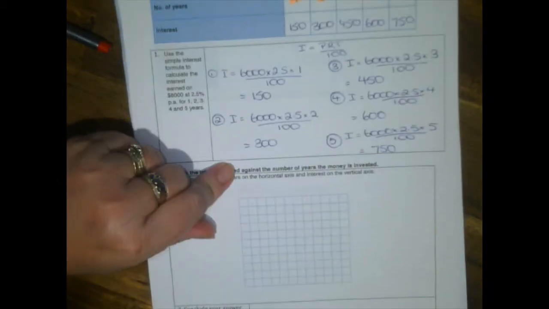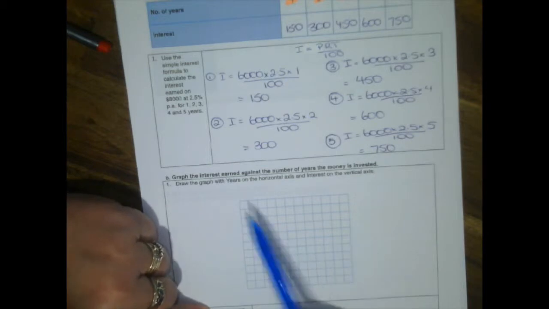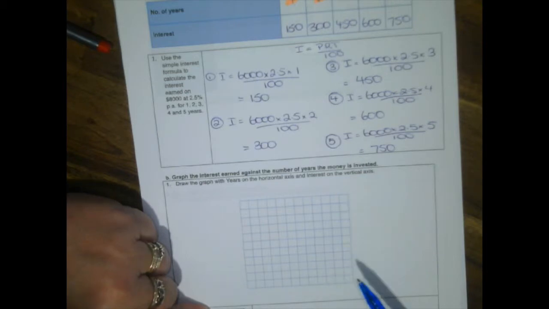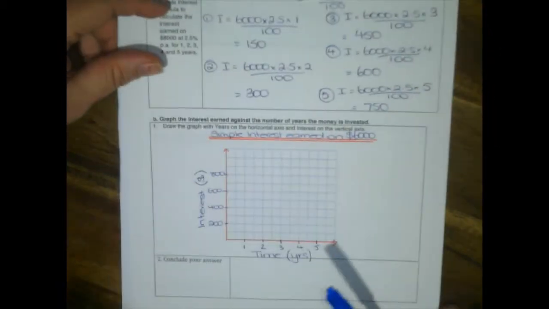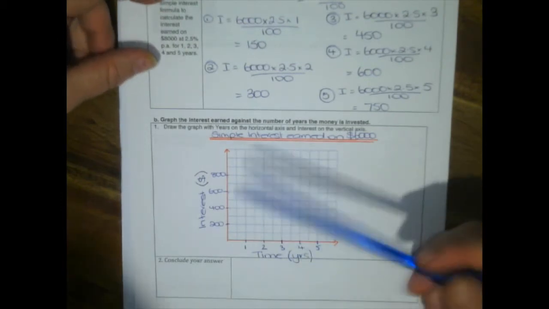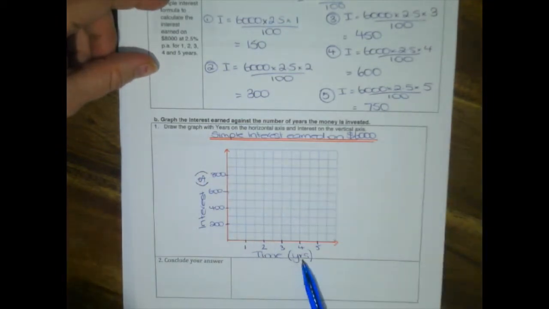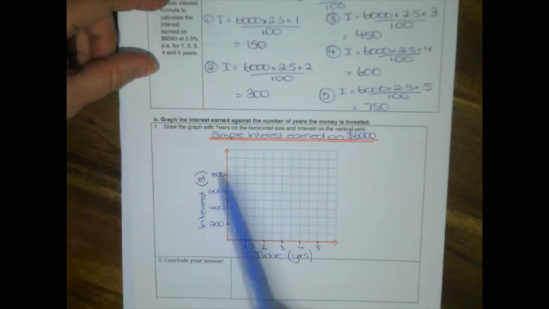Okay, as soon as you've filled your table out, it's time to start thinking about your graph. So it says, graph the interest earned against the number of years the money is invested. Remember from the theory that you did earlier that time always goes on the bottom and dollars there. You need a title and you need to label both axes, always using a ruler. You'll notice that when I've labeled my axis, I've gone interest and I've specified that it's in dollars. Time, and I've specified that it's in years. I've got the same space between each one, and I've gone up in twos, 200, 400, 600, 800.